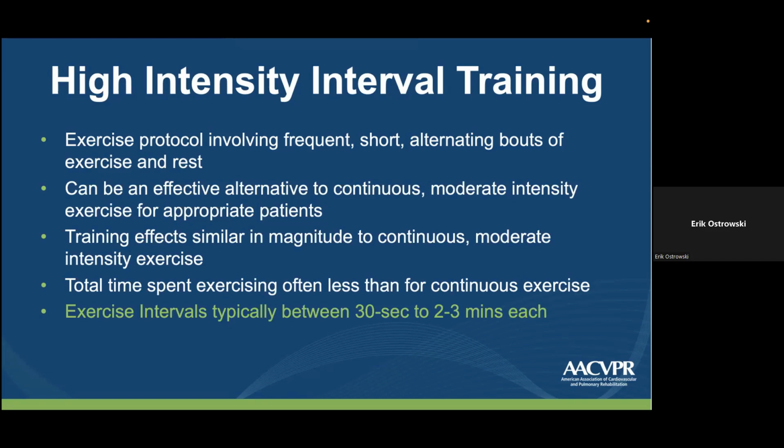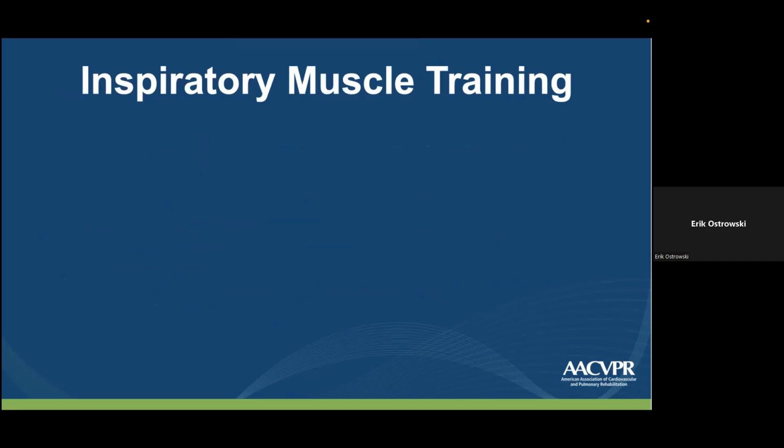So typical intervals look something like between 30 seconds and 2 to 3 minutes each. That really is highly dependent on the patient, and the intensity of each of those exercise intervals is very high. So we're talking 80 to 100% of their peak or maximal achievable VO2. So these are very high intensity intervals. That's why the time of each exercise interval is so low, and then the patient would rest.